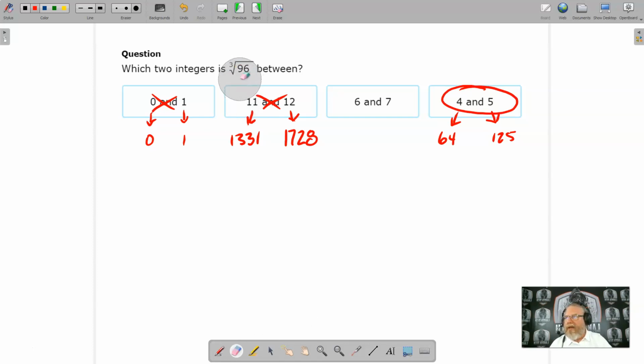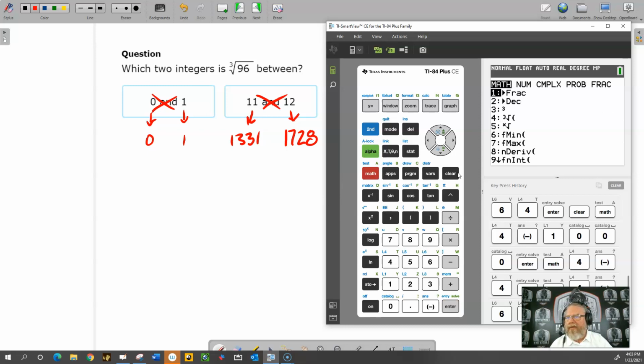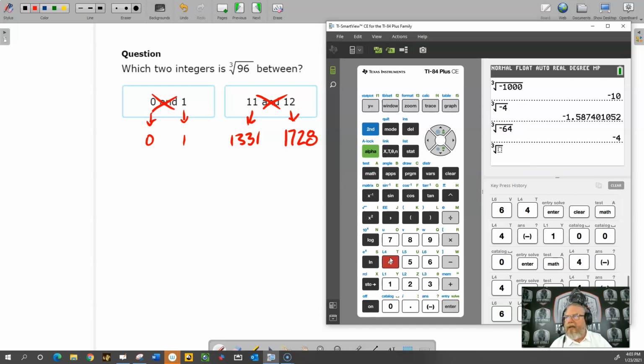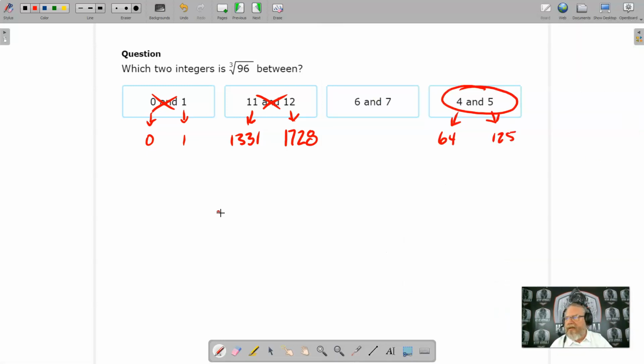Now, another way we could have done this is if you have a calculator that will do cubed roots, we could go ahead and do that. So I'm going to pull up that calculator there, and we'll check that out. Let's go ahead and go to math, find the number 4, cubed roots. Let's take the cubed root of 96 and hit enter. We end up with a number of 4.578. So we'll just round this to 4.58.